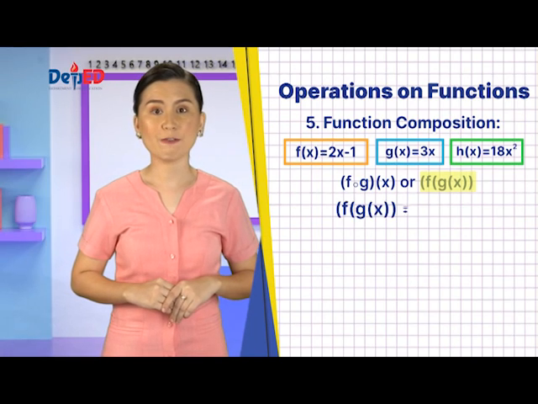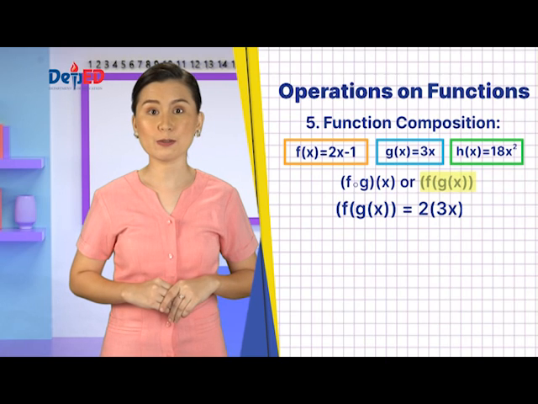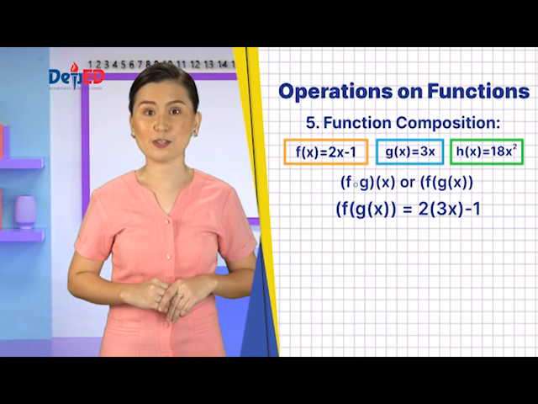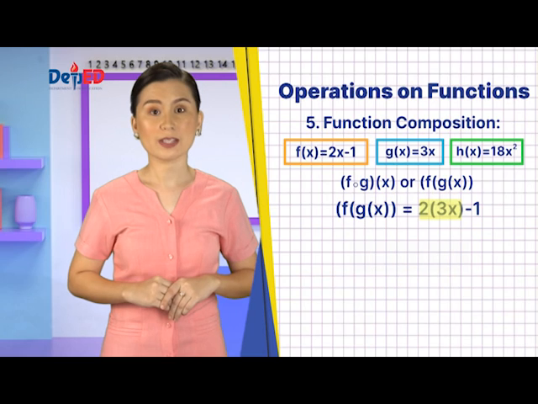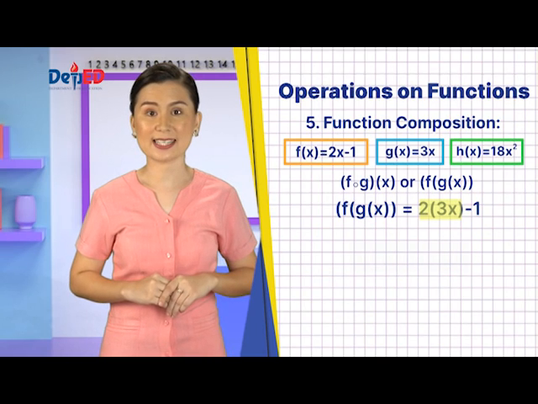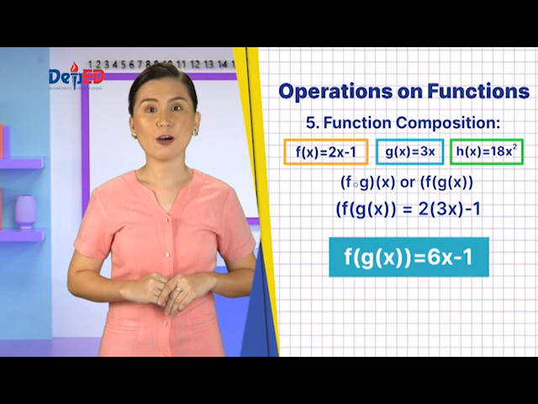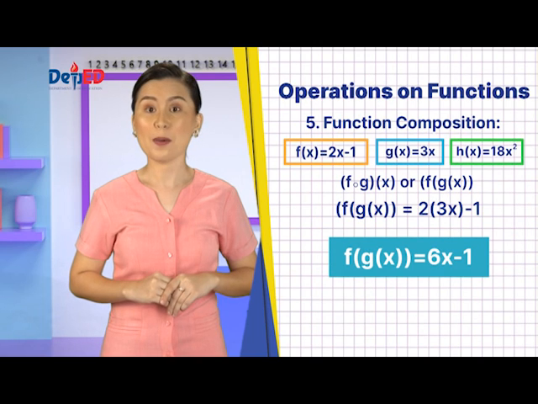We will have f of g of x is equal to 2 times 3x minus 1. 2 times 3x is 6x. Thus, f of g of x is 6x minus 1.